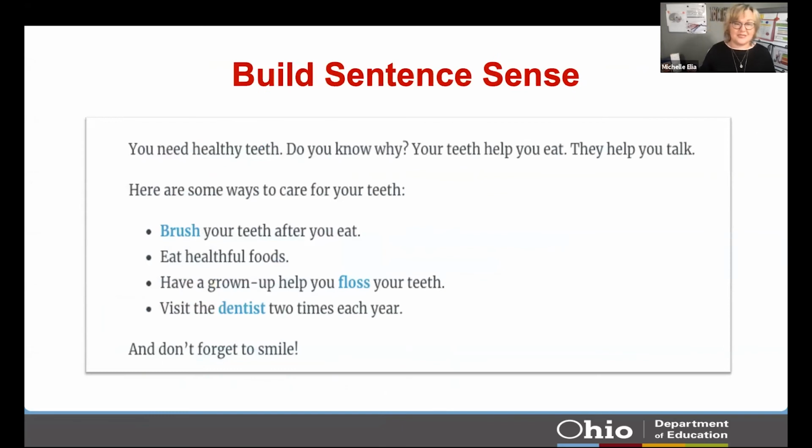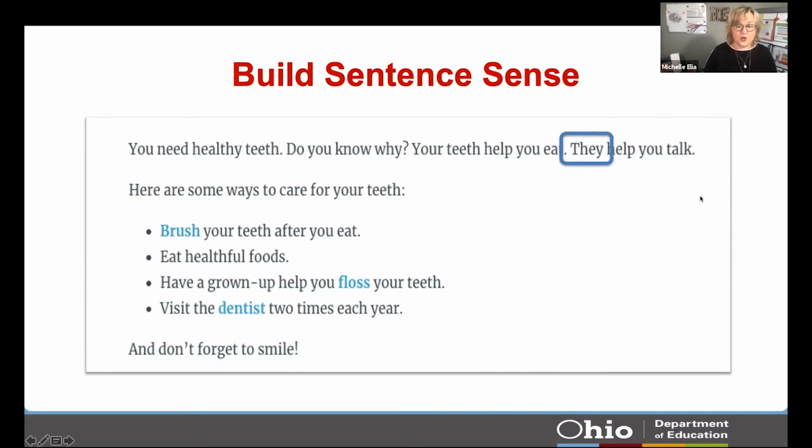I can also build sentence sense. Maybe I pull a sentence from the text, write it on the board, and we dissect it together. We talk about the subject and the verb. We talk about adjectives, nouns, and pronouns that are within the sentence. We maybe rearrange the words to make new sentences. In this case, we're going to talk about pronoun reference. That tends to be pretty challenging for our students.